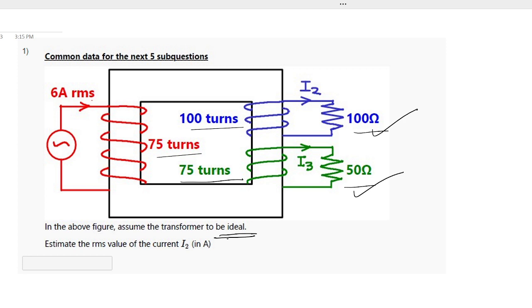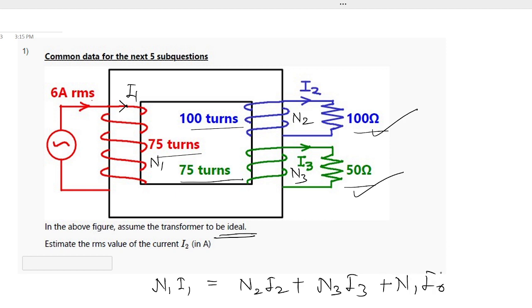So let me start. Let's say this is I1, this is I2, this is I3. This is N1 turns, this is N2 turns, and this is N3 turns. So how do you apply MMF balance? This is N1 I1, the source, equals N2 I2 plus N3 I3. Had this been a case of a non-ideal transformer, you would include here N1 I0. Since it is the ideal case, we will neglect this part.